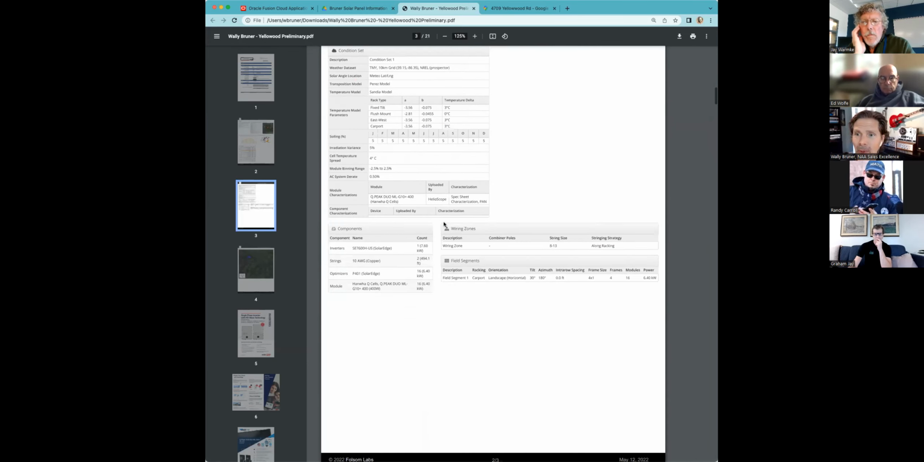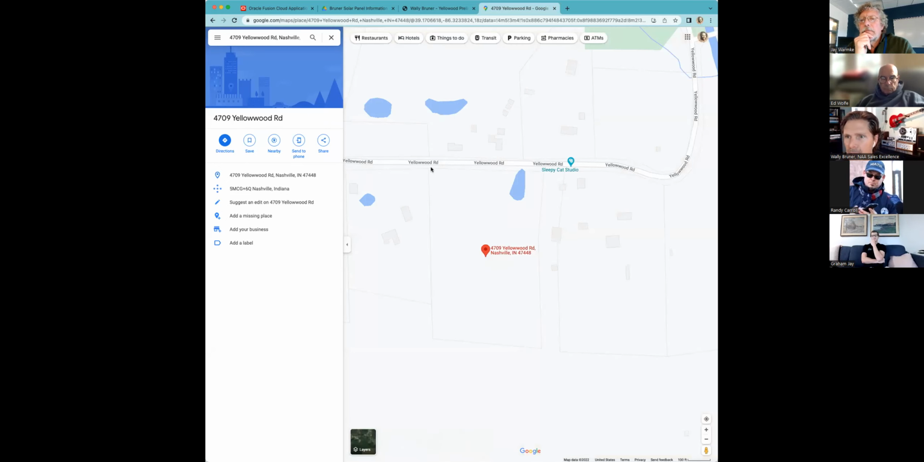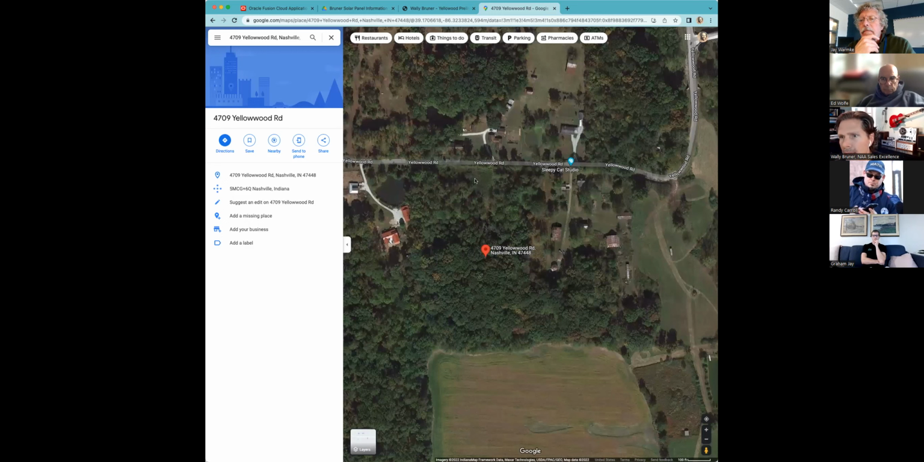So this is the actual property that we have down in Nashville, Indiana. Our house is going to sit down here, if you can see my cursor. Yeah, I can see it. It's going to sit down here in the woods, and then our solar array is going to sit up here in the opening. And this is facing direct south.